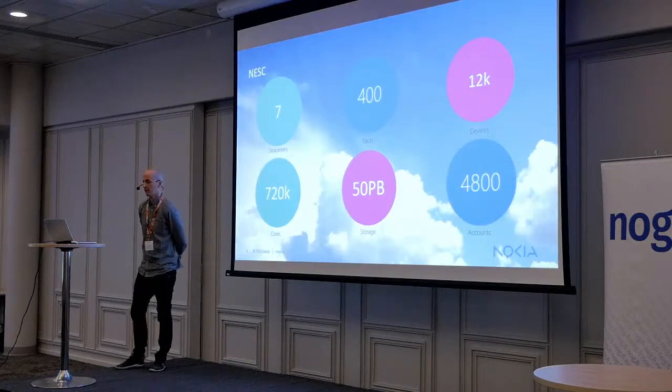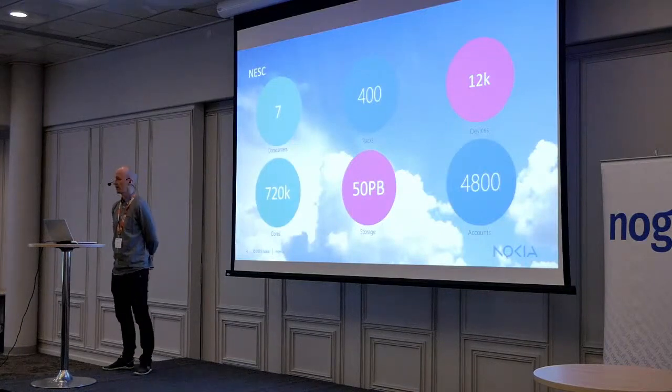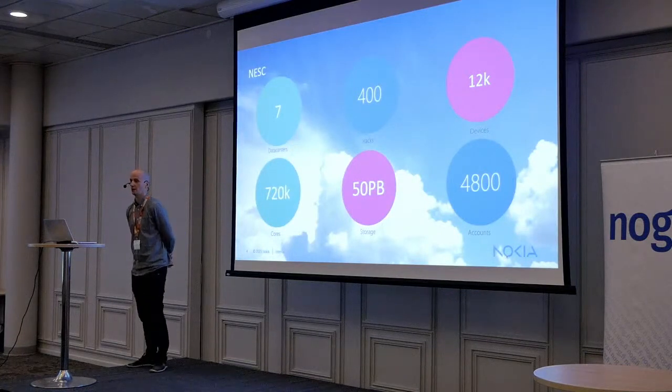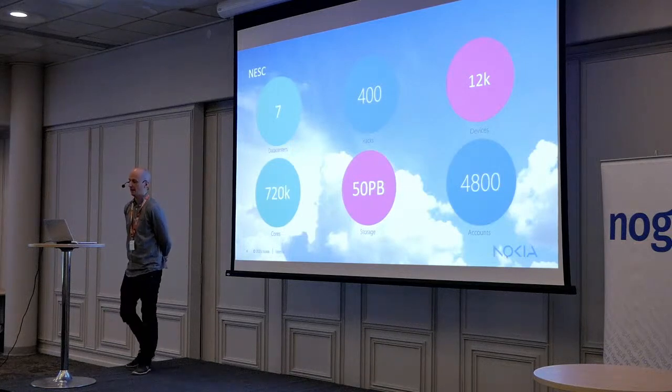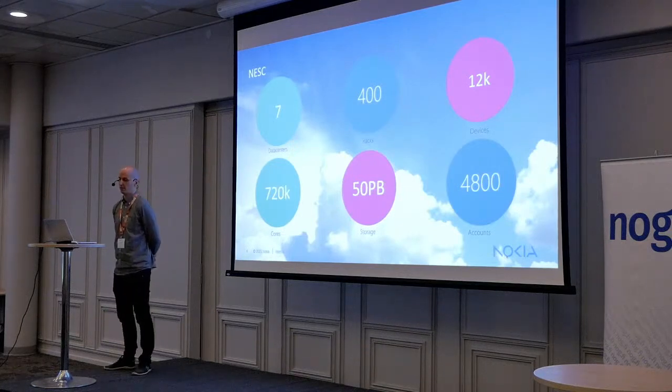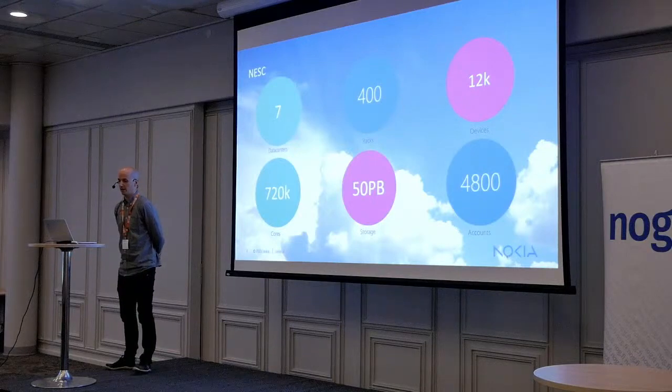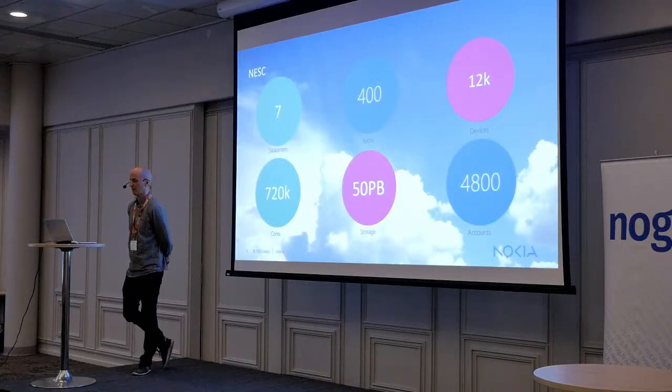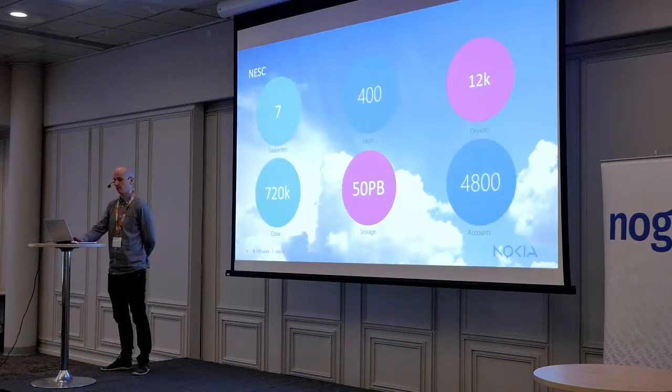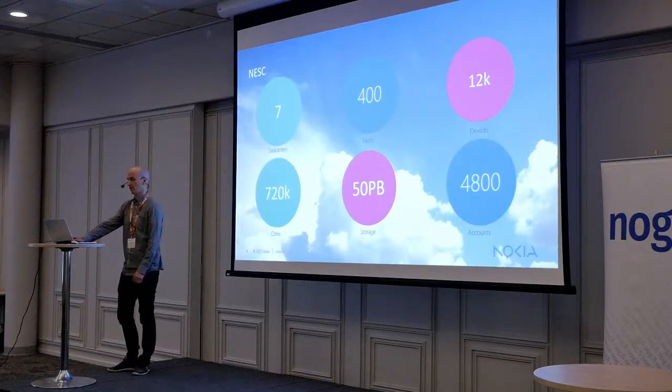And our infrastructure in numbers: we have 7 data centers across the globe, roughly 400 racks, 12,000 devices, including servers and switches, 720K cores, 50 petabytes of storage, and roughly 5,000 accounts.